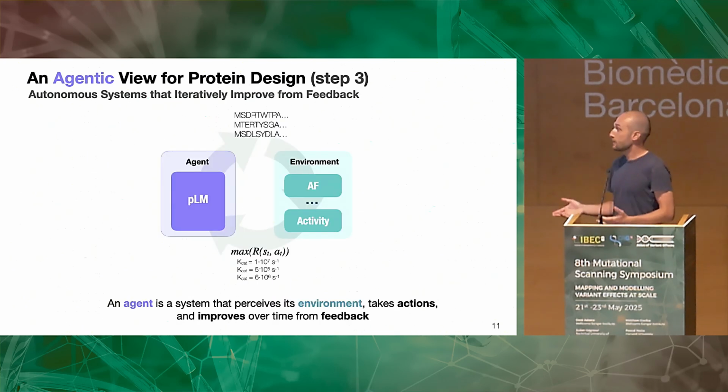So if we take this and we put it into protein design, we can have an agentic view for protein design, where our agent, or our protein language model, generates many sequences. These sequences interact with the environment, and we can retrieve a score that could be experimental, but also in silico. And this pair of genotype and phenotype, or genotype and score, can be coupled and fed back to the model in order to maximize that specific feature that we are interested in.